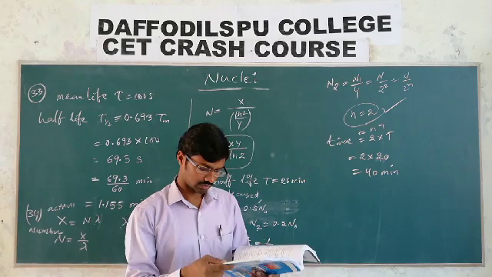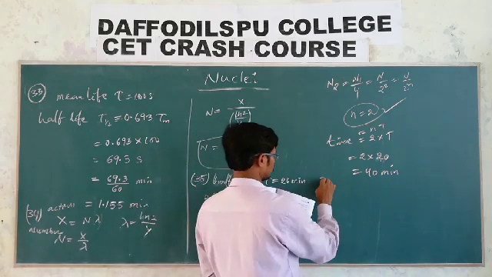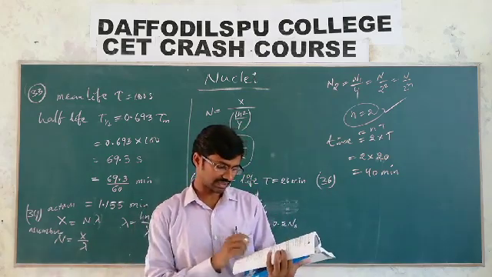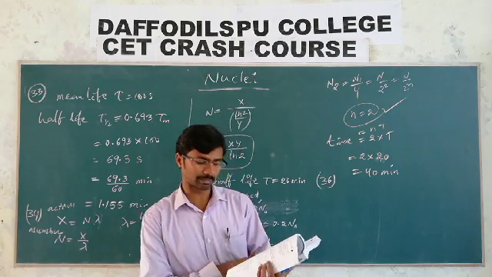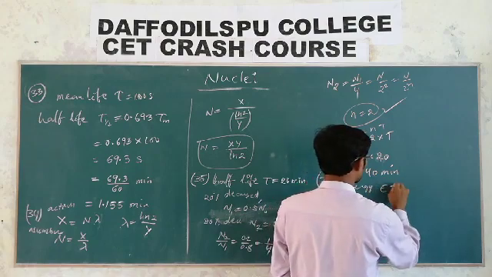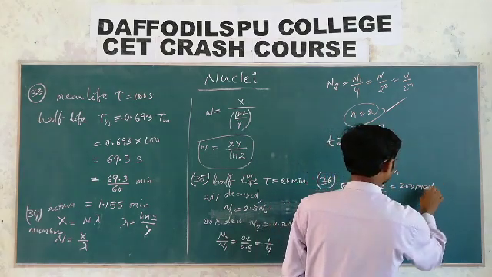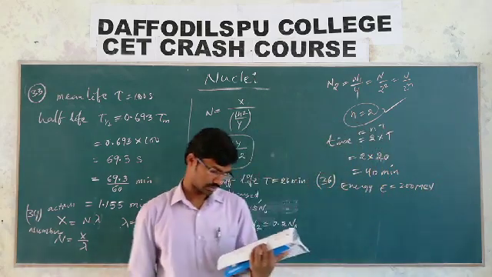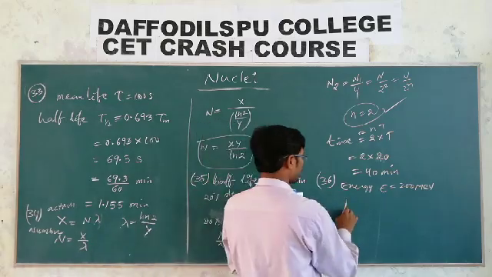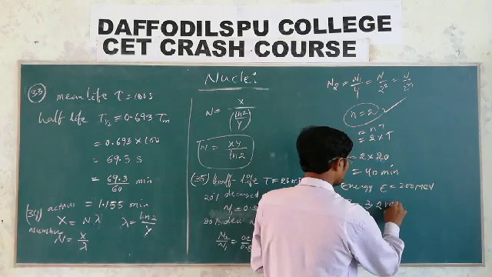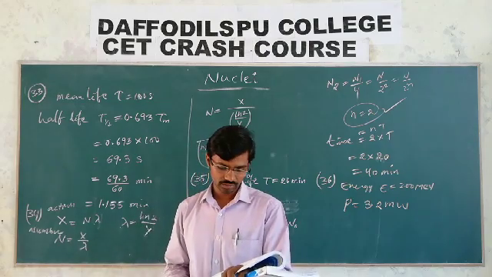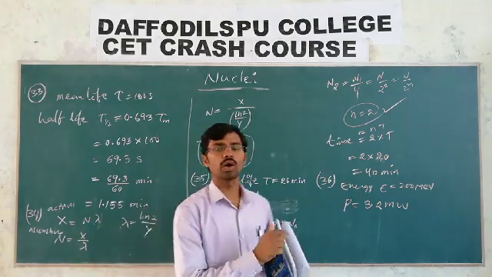Let us take question 36. The energy released by the fission of one uranium atom is 200 MeV. The number of fissions per second required to produce 3.2 milliwatt of power. You need to find the number of fissions per second. Remember, this is a fission reaction.